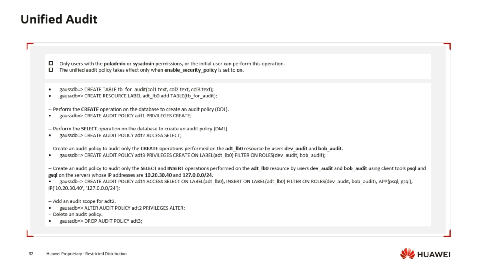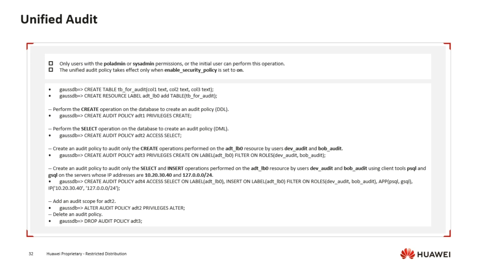Here is also an example. Firstly, we create a table for audit and the resource label for it. And then we create audit policies ADT1 for create and ADT2 for select. They are all global audit policies. Then we create audit policy ADT3 for create on the label we created just now and filter on some rows, which means we only care about create statements by Dave audit and Bob audit on the audit label 0.